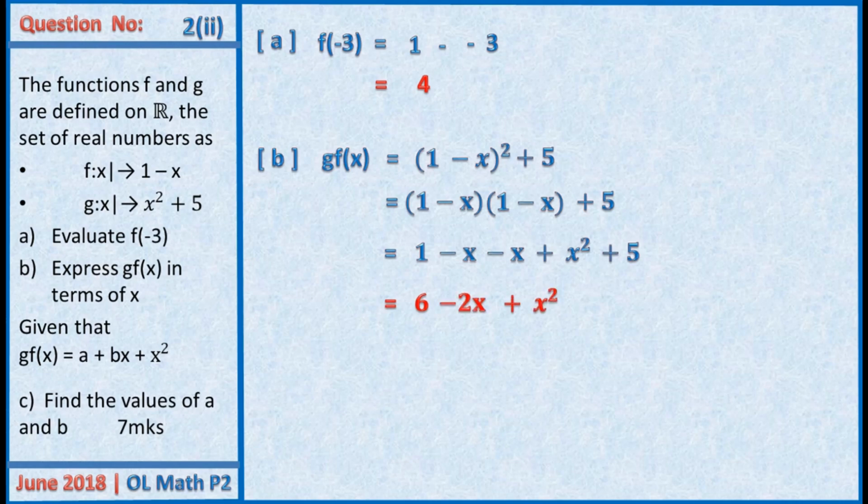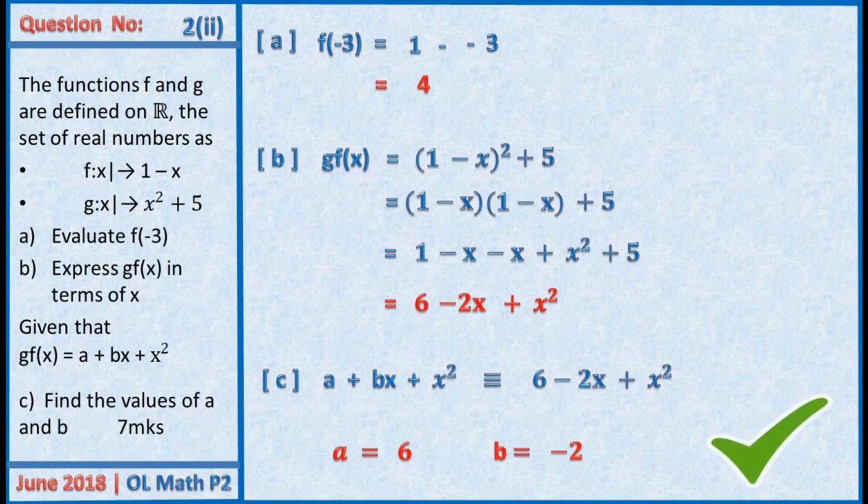The C part now says find the values of a and b, given that a plus bx plus x squared is g of f of x. So this our function g of f of x in the B part should be equal to a plus bx plus x squared as required in C. So it's identical. Now equating coefficients, the x squared is equal to x squared. The term in front of x is minus 2, so our b is minus 2, and a is a constant term, which is 6.